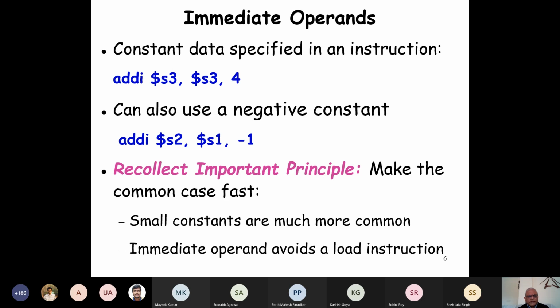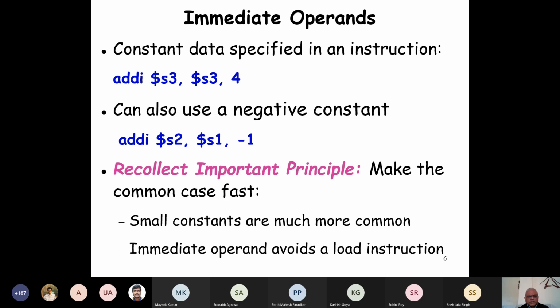We can also have a negative constant here. So the immediate instructions are advantageous compared to storing 4 in the memory. Like we can store data in the memory. That was another option, that 4 could have been in the memory, and then we could have fetched and executed. But here it is part of the instruction. So it's very fast.